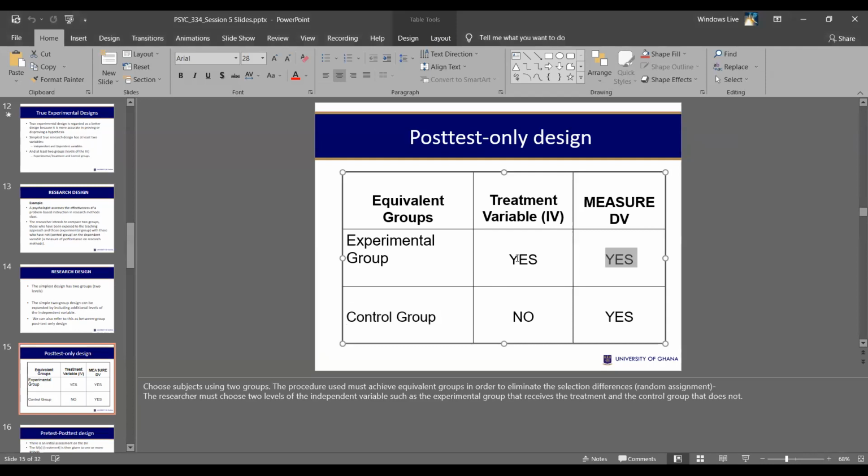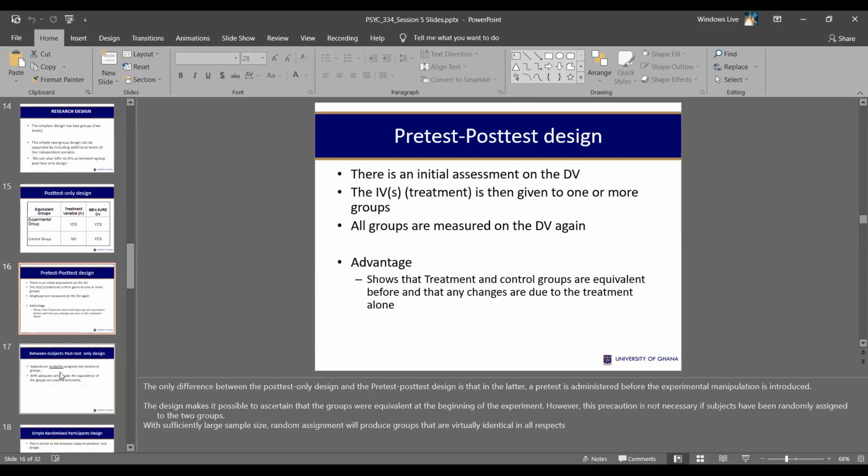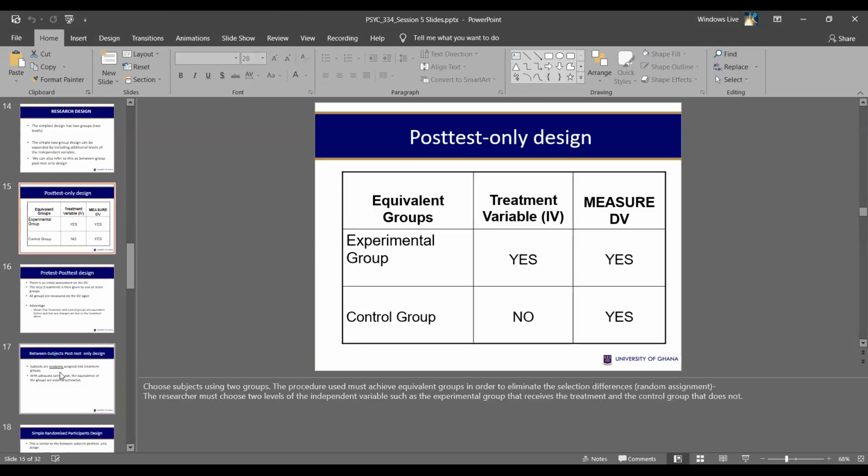So that's what post-test only design is all about. Any question or clarification when it comes to post-test only?